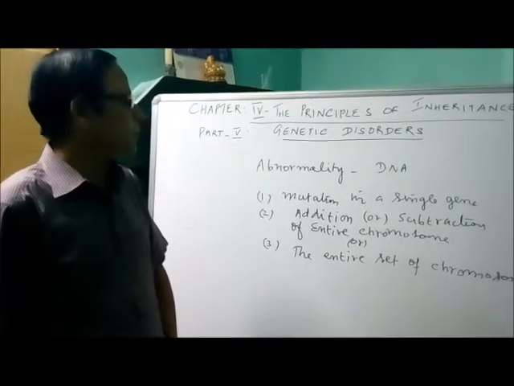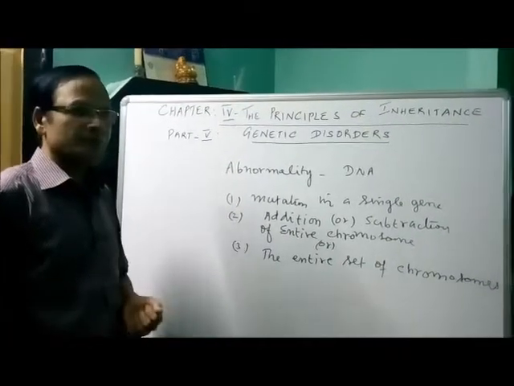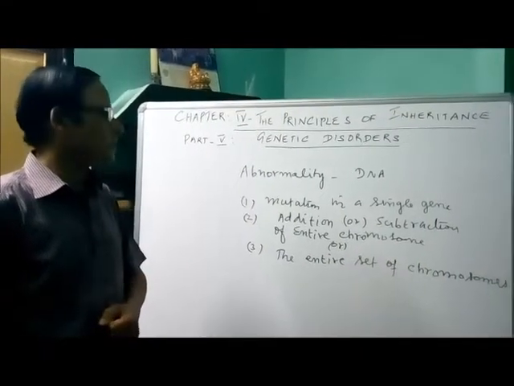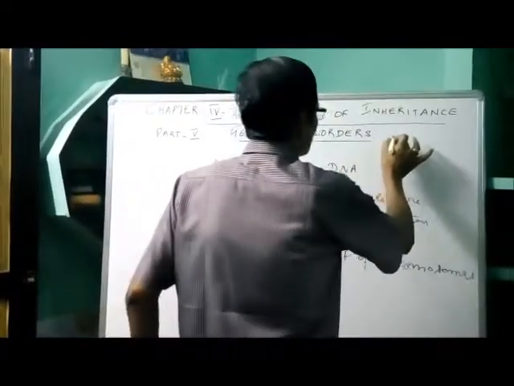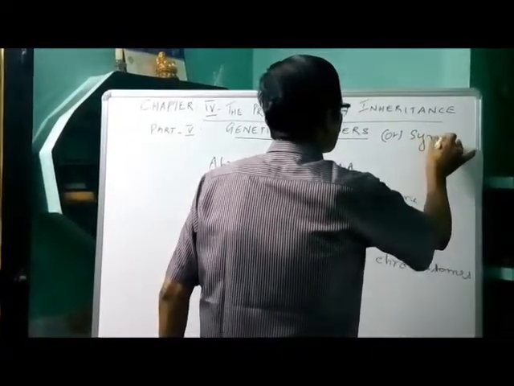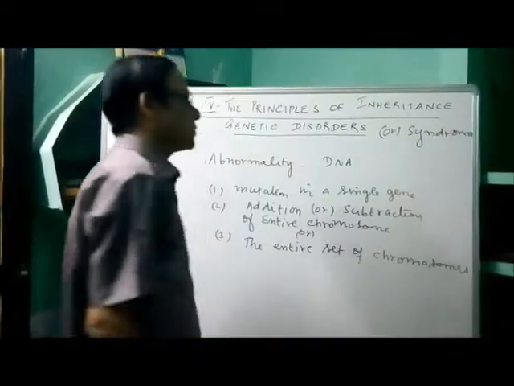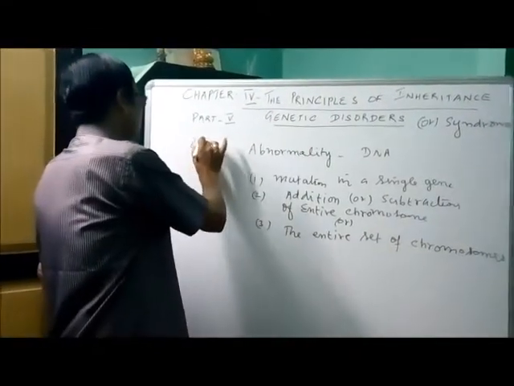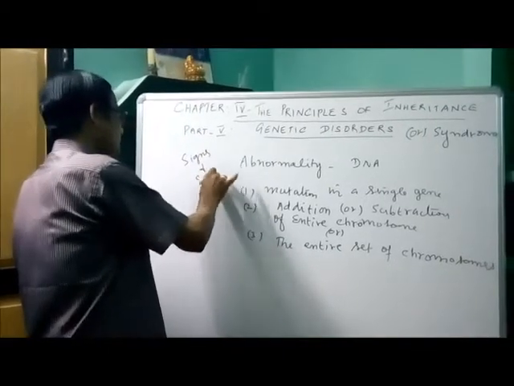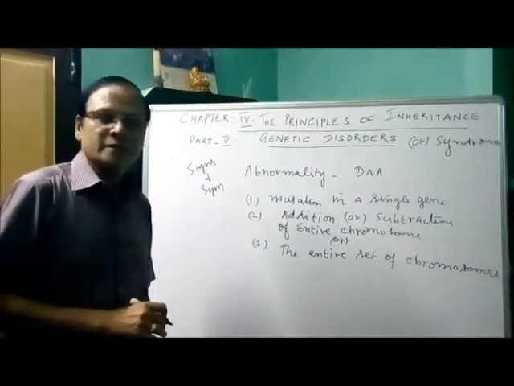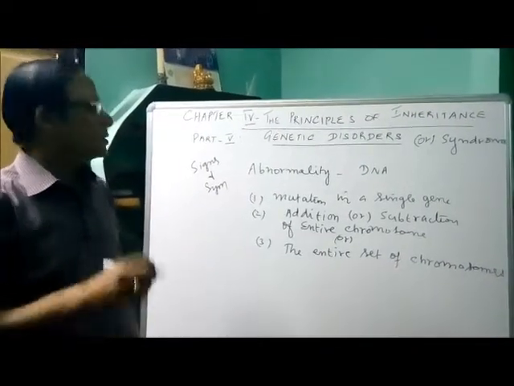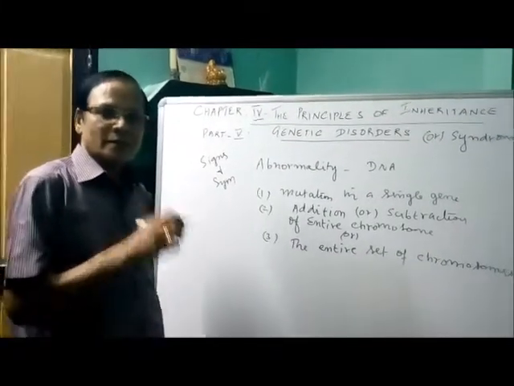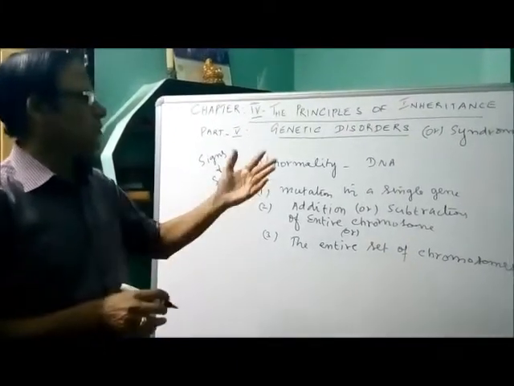Dear students, we'll pass on to the next part of the lesson, the principles of inheritance, that is genetic disorders. The genetic disorders together are also called syndrome. What is a syndrome? A syndrome is nothing but a group of signs and symptoms that occur together and characterize a particular abnormality. That is called a syndrome.